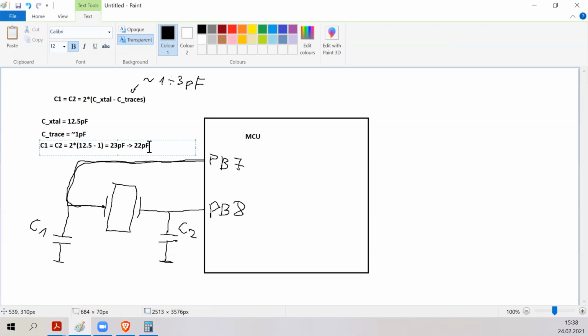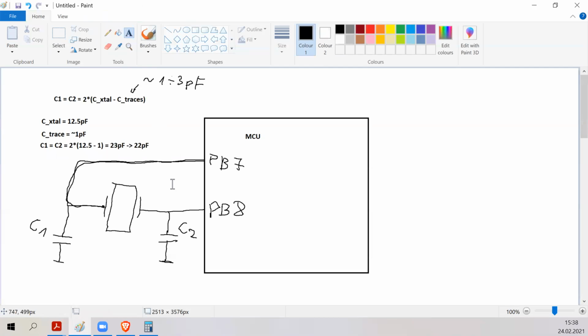the closest value that manufacturers offer is 22 picofarad. So very often in the circuits, you will see that C1 and C2 is just 22 picofarad. So if the stray capacitance is a little bit bigger, then it perfectly fits. If it was 1.5 picofarad, then this result would be exactly 22 picofarad.